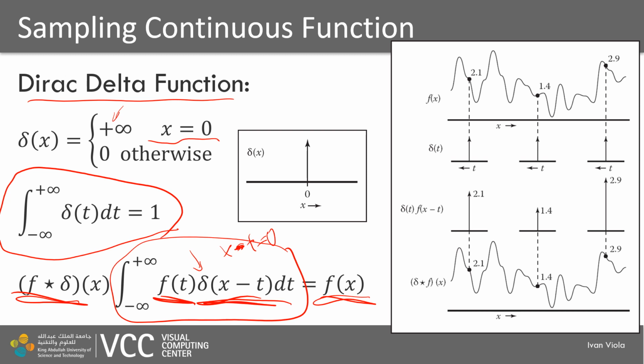Then, as we have an infinitely small interval here, we can take the f(x) out of the integral as a constant pretty much, and we will be integrating just the Dirac delta, which we know is 1. So it will be f(x) times 1 as a result. This is the way we are performing sampling with the convolution with the Dirac delta function.